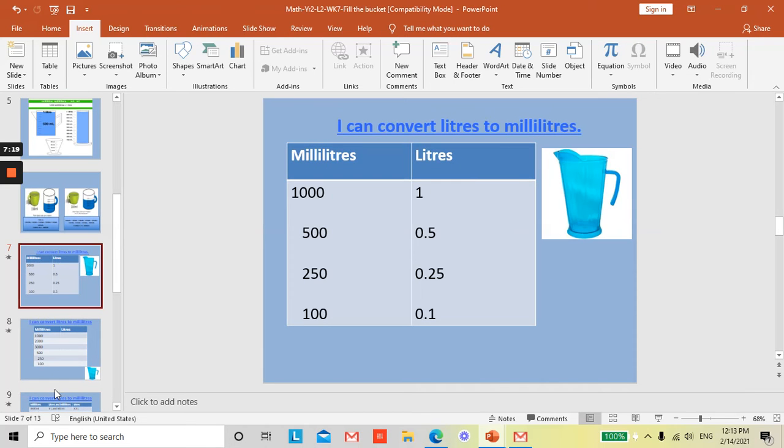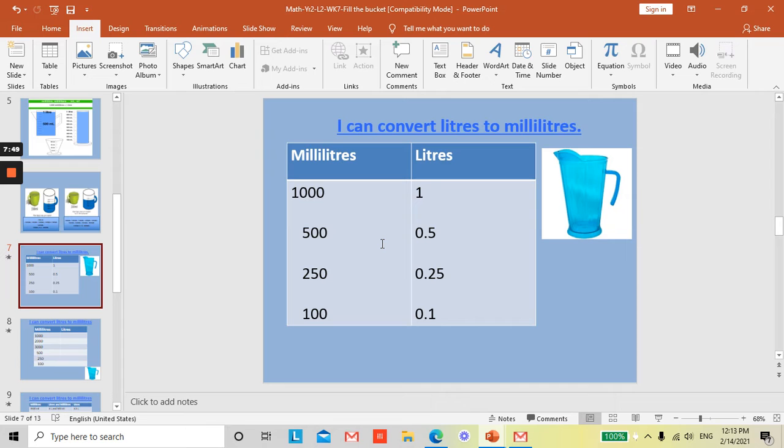So here we are converting liters to milliliters. We say 1 liter is equal to 1,000 milliliters. We have 500 milliliters. This is half a liter. So for half a liter, we need to divide 1,000 into 2. So we are now changing to liters.